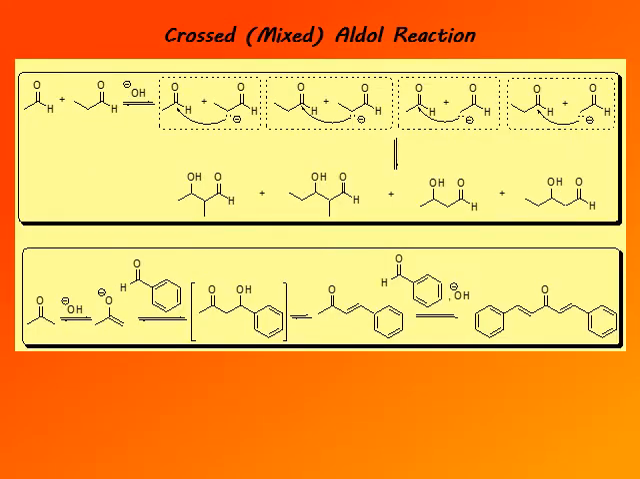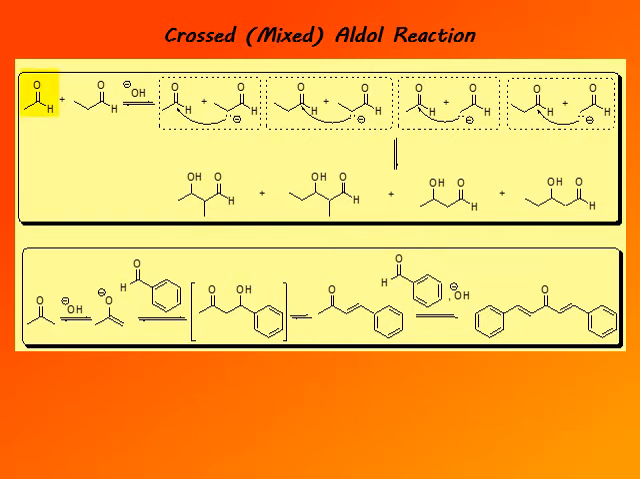Now, we can also attempt a crossed or mixed aldol reaction. Typically, an aldol reaction is carried out on one compound, where a single compound is both the source of a nucleophile, that means the enolate anion, and the electrophile, which reacts in protonated form. But we can attempt a crossed or mixed aldol reaction. If we simply mix two molecules of an aldehyde and add a base, that reaction is not preparatively useful, because we get all the possibilities.